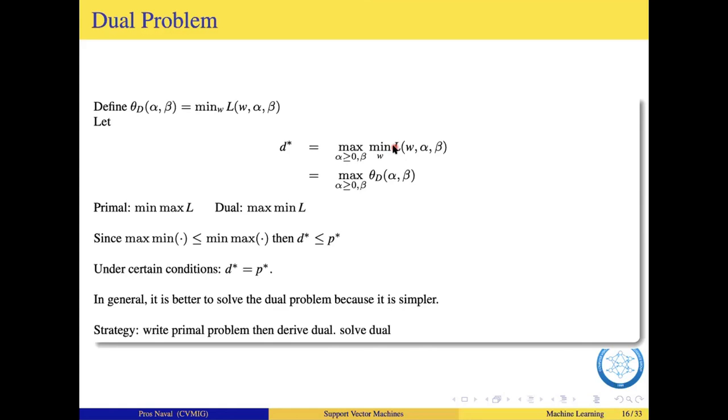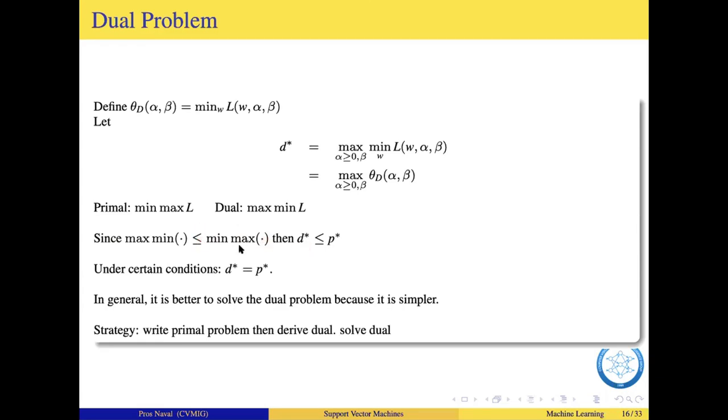This is just the opposite. Before we were minimizing the maximum of L. But in the dual problem, we are maximizing the minimum of L. So this is the same as maximizing our theta d. So we have again the primal problem, just minimize the maximum of L. For the dual, it is to maximize the minimum of L. Note that the maximum of the minimum of anything is less than or equal to the minimum of the maximum of anything.